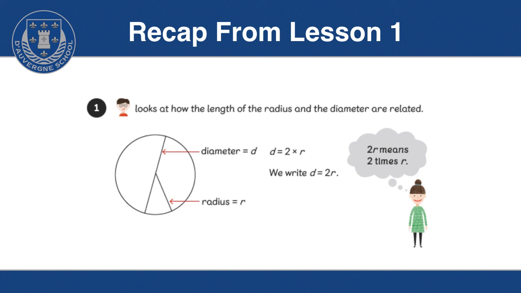So we can write that as D equals 2 times R. And then in algebra, we can take out the multiplication symbol and we have D equals 2R. 2R means 2 times R, as reminded by Emma.